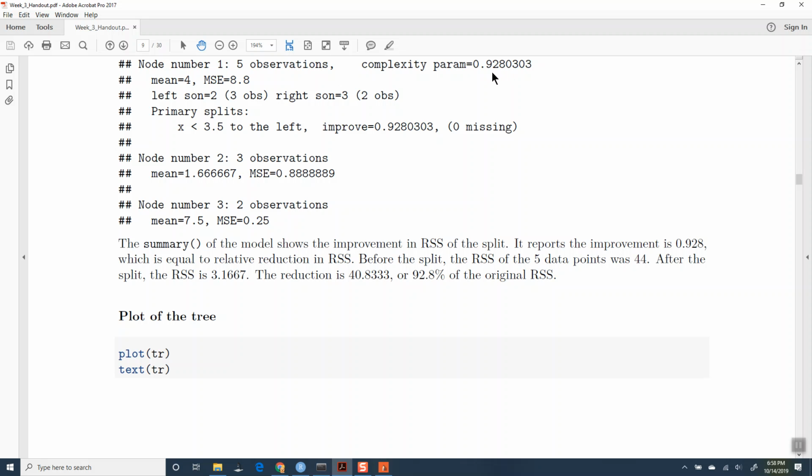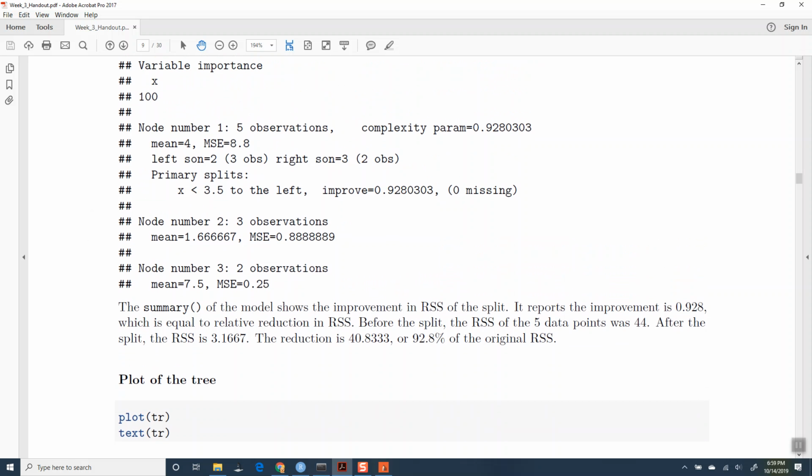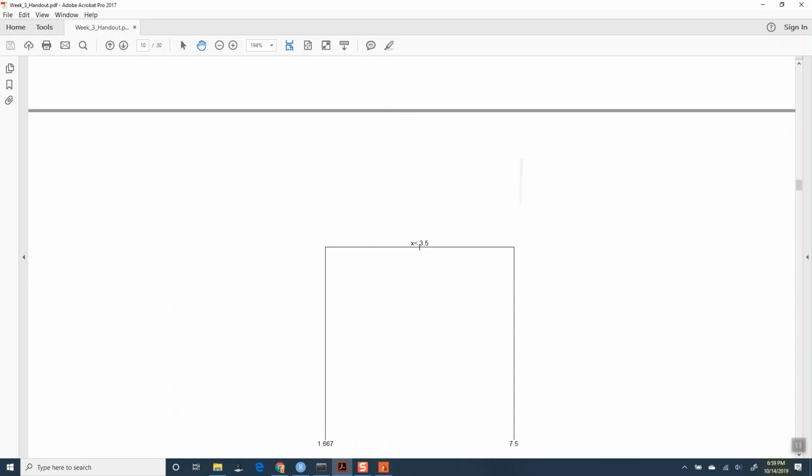This will come in later when we talk about pruning the tree, which I think is actually the next page here. But is that okay, where this complexity parameter comes from? It's saying after you include this node, the resulting RSS is a smaller number, and how much did it get reduced? It was reduced by 93%, which is a lot. So we've explained 93% of the variation there.